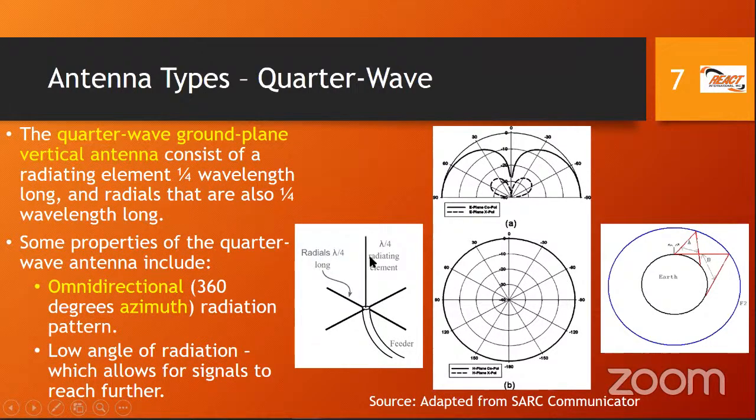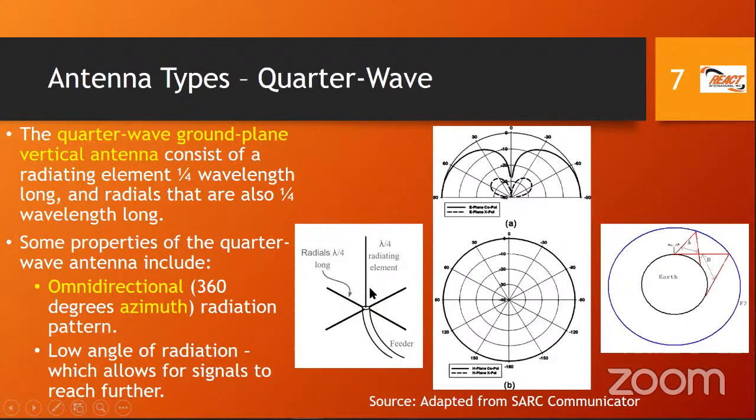That's what this quarter wavelength antenna is. You have the driven element, the vertical radiating element, and you have your radials. How do you know the length if you want to construct one? You just find what the operating frequency is, and you work out a quarter of that wavelength, and that is going to be the length of the antenna.